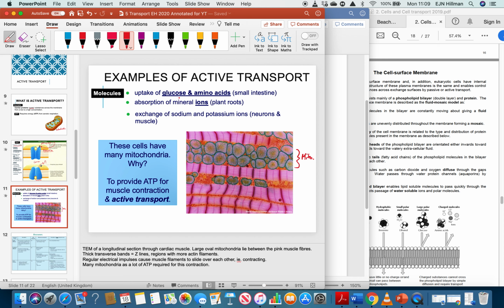Okay. So if you see a question relating to a cell perhaps, or some kind of microscope image, where there is a high proportion of mitochondria, it's likely that those mitochondria are there for active transport. Other examples might be in the small intestine. The uptake of glucose and amino acids requires active transport in co-transport.